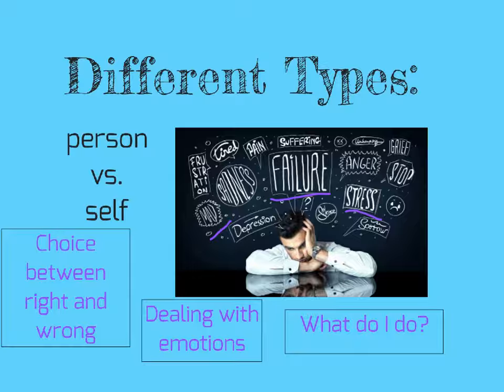So some common examples of person versus self conflict might be deciding, do I do my homework when I get home from school, or do I binge watch something on Netflix? If I don't do my homework, that could cause other problems with my teacher or my parents, but that internal conflict of choosing to do the right thing and do my homework or choosing to procrastinate and do it later is a person versus self conflict.